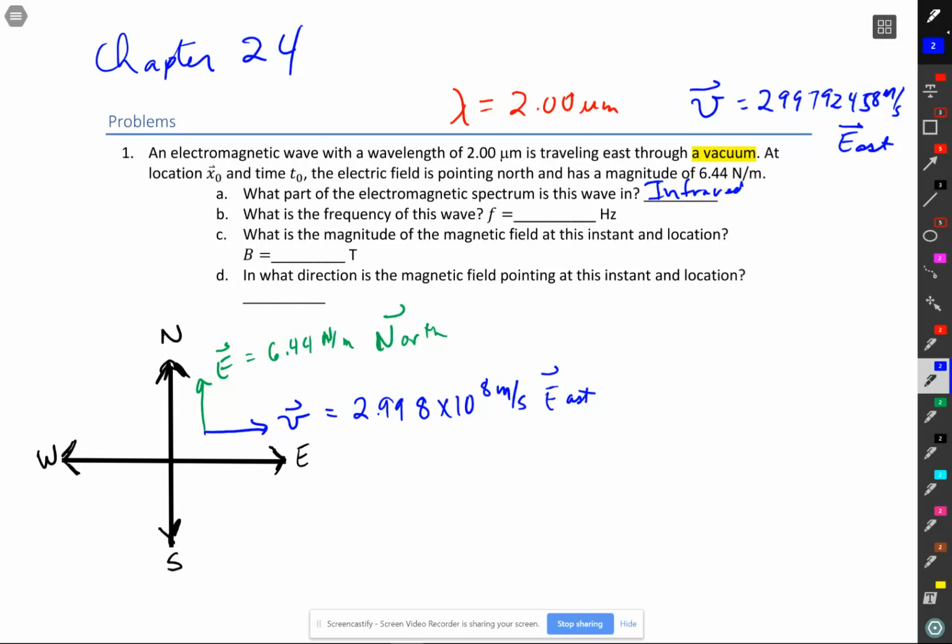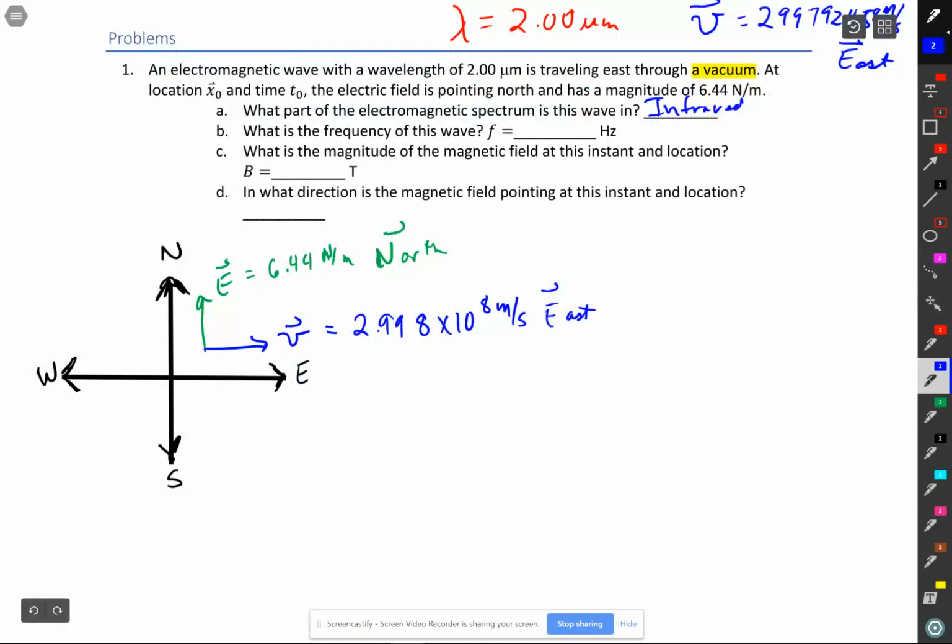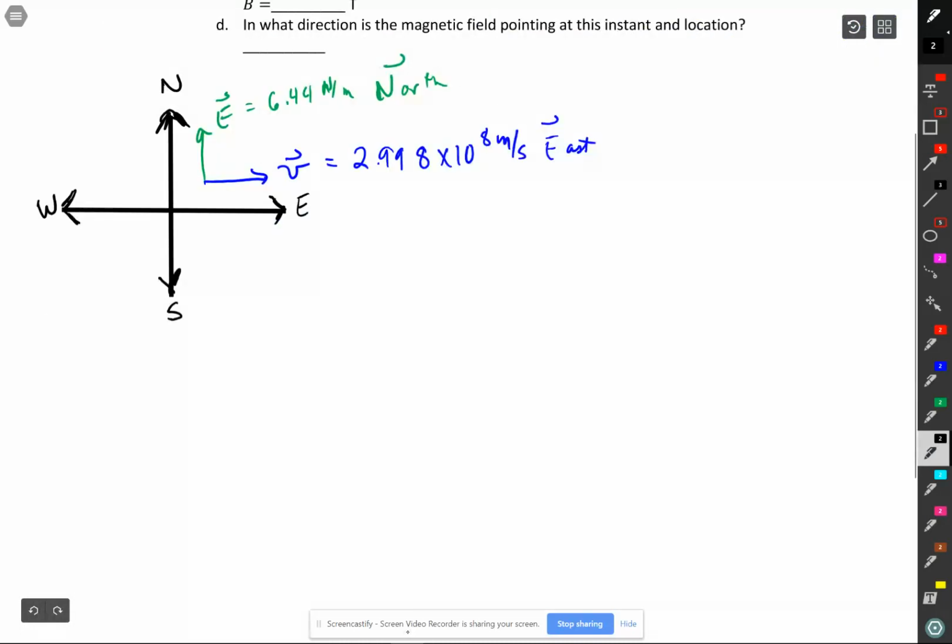Second question, what is the frequency of this wave? So for part B, we're going to have to do a calculation. Now, what's the equation to use? Well, since we were just looking at that figure, equation 24.6, right above it, is the equation to use. Equation 24.6 says that the speed of the wave, c, is equal to the frequency times the wavelength. So if I want to solve that for frequency, frequency is equal to the speed of light over the wavelength.